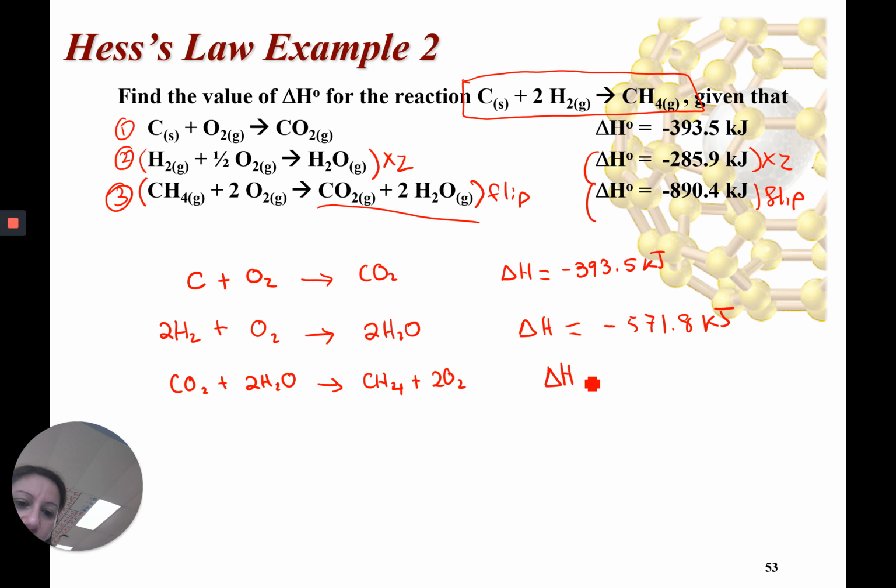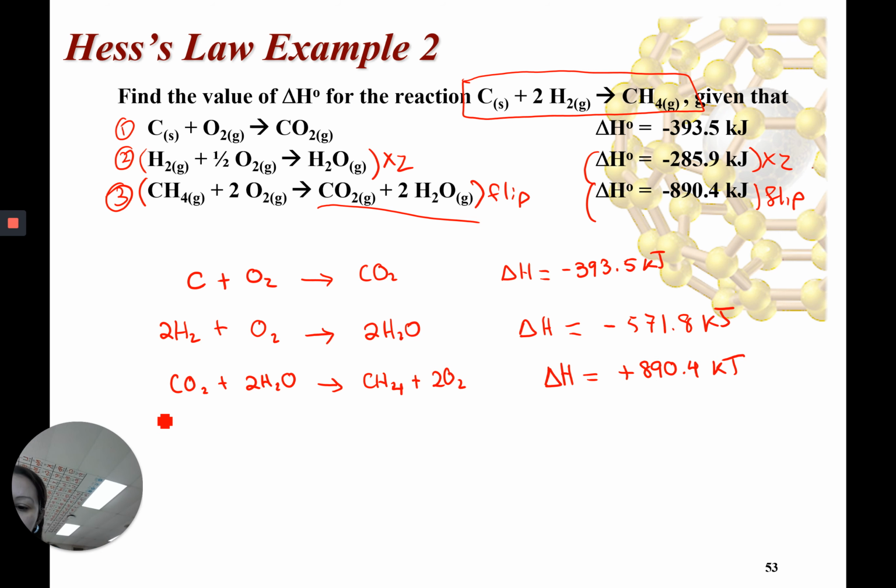If we flip the equation, we have to flip the delta H. Flipping the delta H means you flip the sign. So if it's positive, you make it negative. If it's negative, you make it positive. So it's negative, so we're going to make it positive 890.4 kilojoules. If you've used each of your steps once, or if you've gone through the different substances in the equation you want, then you're done. So we know we're done.